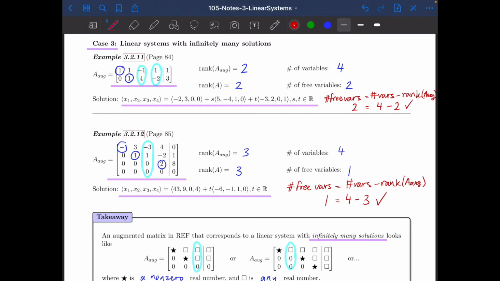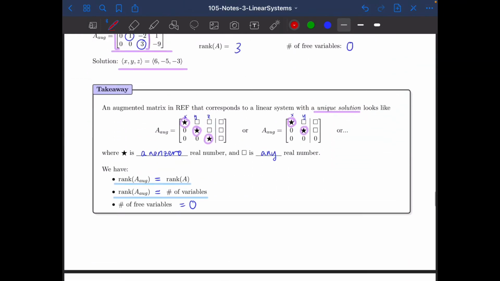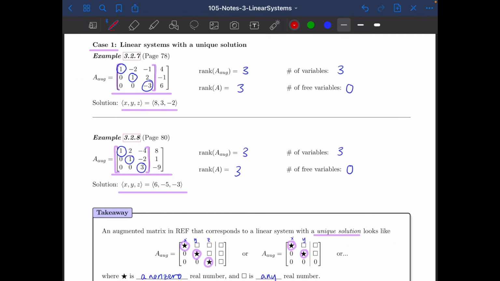We can also verify that this equation is satisfied for case 1, when the linear system has one solution. In example 3.2.7, do we have that the number of free variables is equal to the number of variables minus the rank of the augmented matrix? Well, the number of free variables was 0, the number of variables was 3, and the rank of the augmented matrix was 3. So 0 is equal to 3 minus 3. And we would actually have exactly the same equation for example 3.2.8.